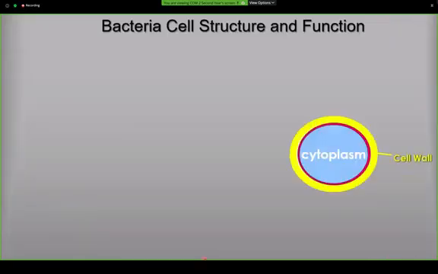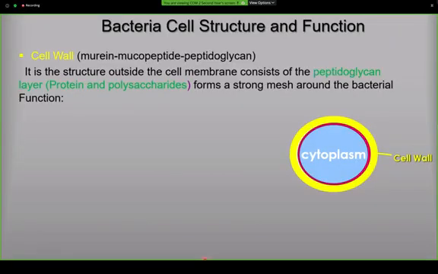All right. Let us talk about the first layer, which is the cell wall. The cell wall, as I just mentioned, consists of peptidoglycan, that is protein and polysaccharides. The protein and polysaccharides form a strong mesh around the cells. How does that help the cells? The first function is maintaining the cell shape.